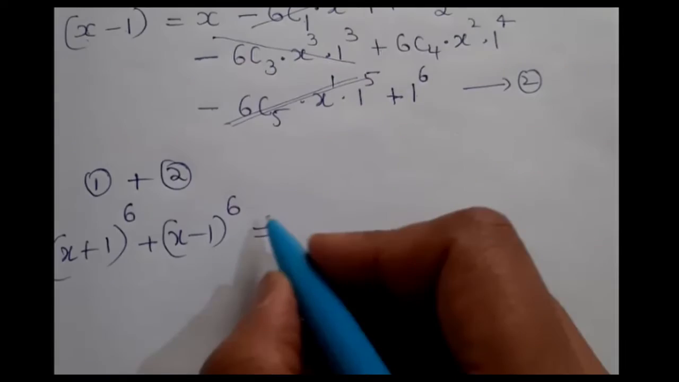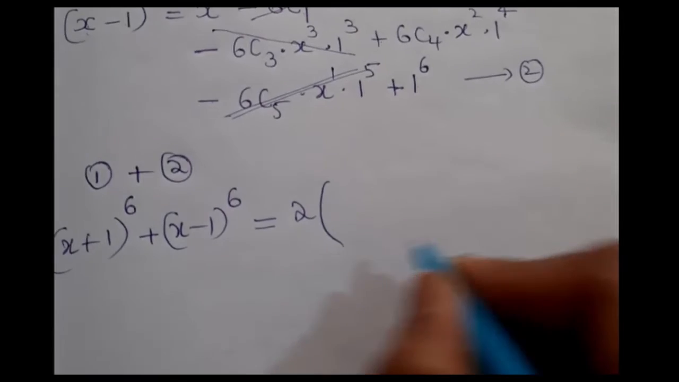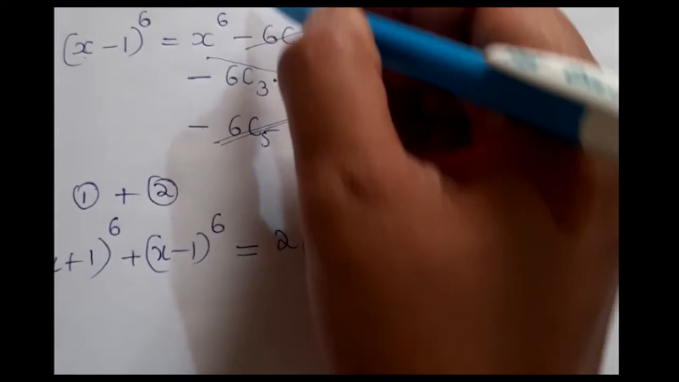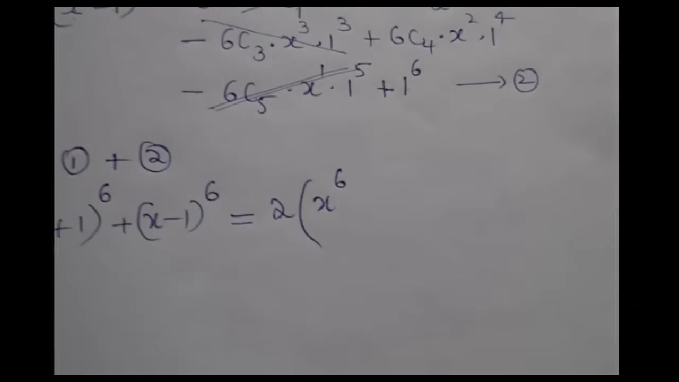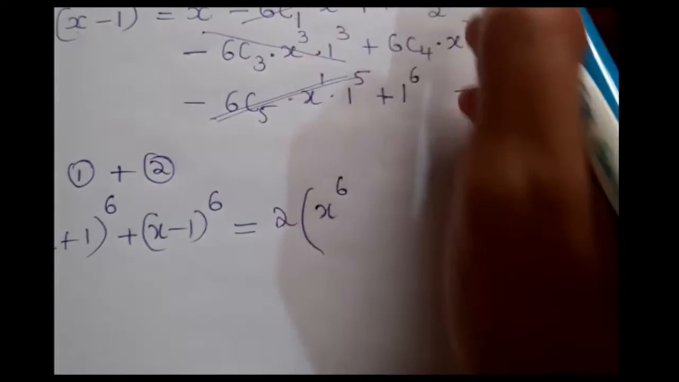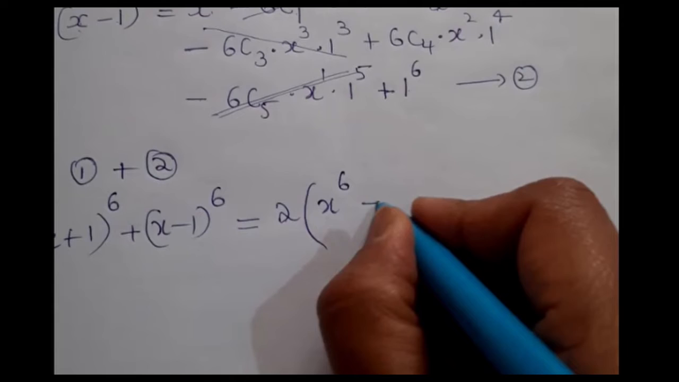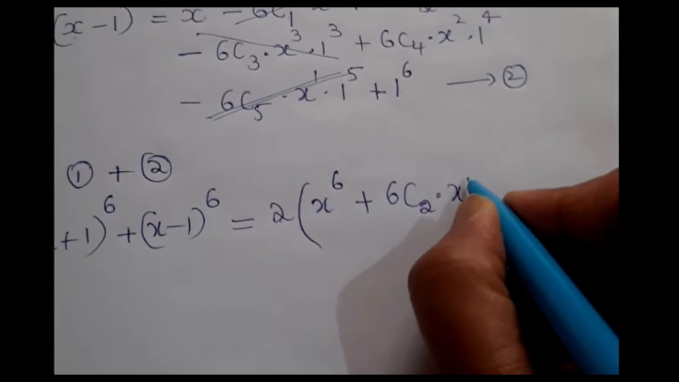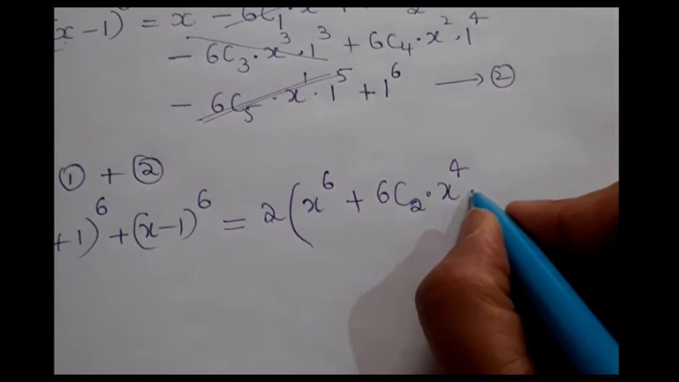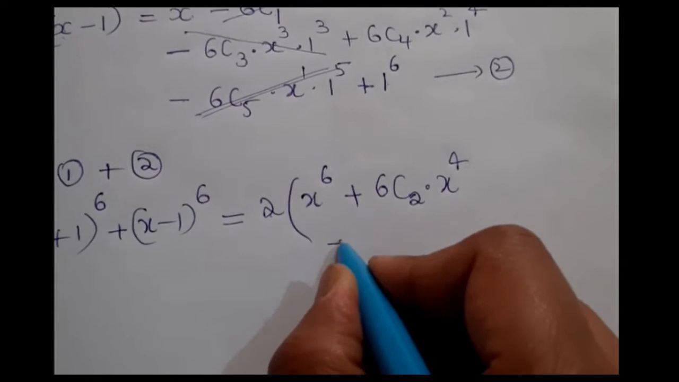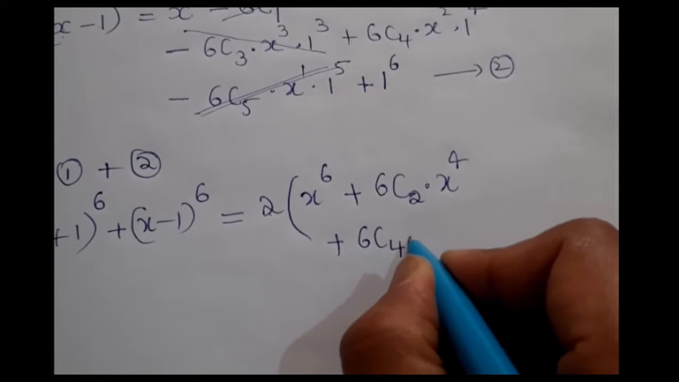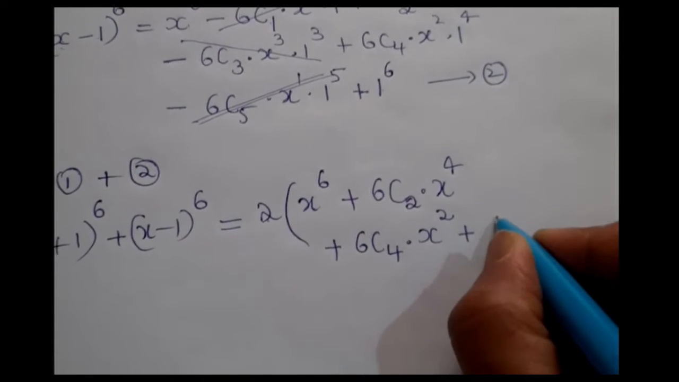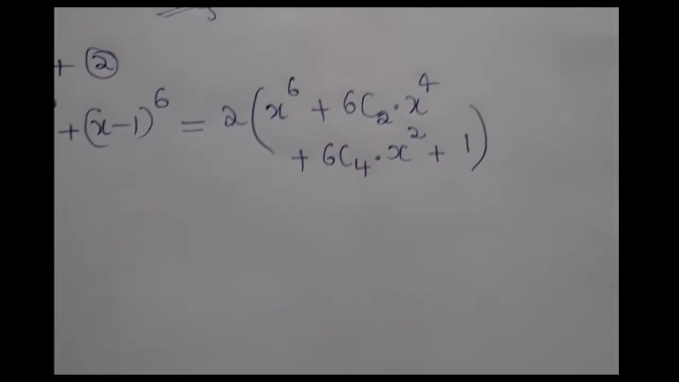They both are added 2 times, so I will write it as 2 multiplied with x power 6. X power 6 plus x power 6 becomes 2x power 6. 6c2 x power 4 plus 6c2 x power 4 will be 2 6c2 x power 4. Now I have just taken 2 common. So 6c2 x power 4, 1 squared is nothing but 1, plus 6c4 x squared into 1 power 4 is 1 again, plus 1 to the power of 6 which remains to be 1.